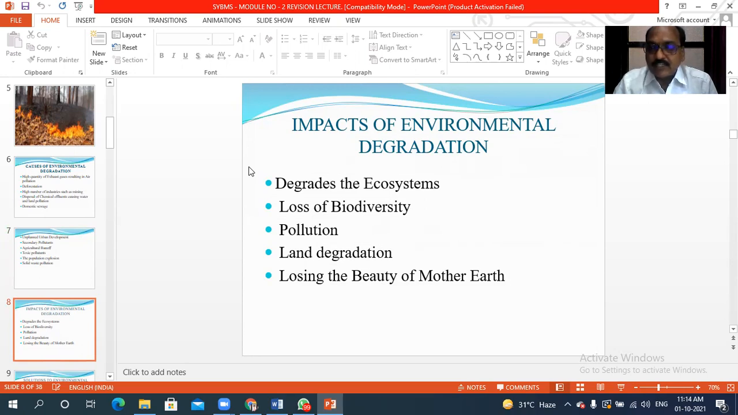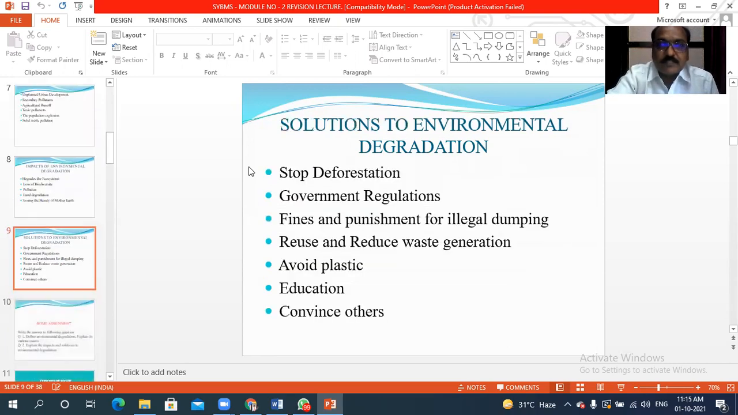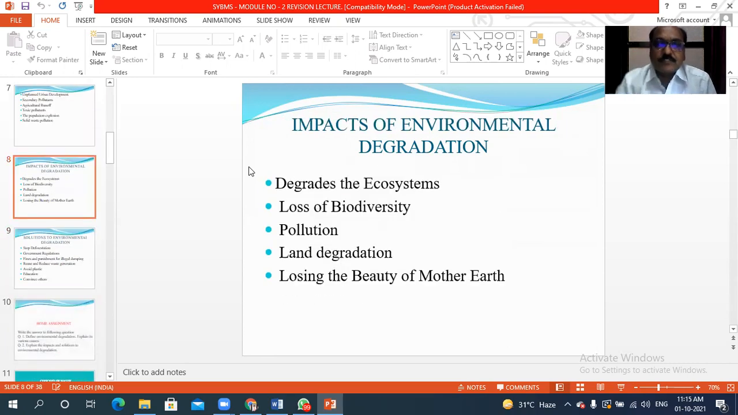Then land degradation. This problem will be created, and it affects our agricultural activity. Then losing the beauty of mother earth. So these are, dear students, the major impacts of environmental degradation.